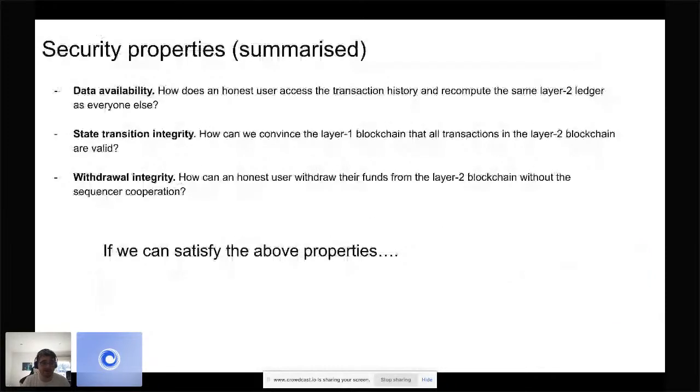So to summarize, there's really 3 security properties that matter for these rollups or commit chains. Data availability: how do we guarantee all the data is available? Two, state transition integrity: how is the layer 1 blockchain convinced that all transactions on the layer 2 system or blockchain are valid? And finally, withdrawal integrity: how can an honest user be guaranteed they can always withdraw their funds from the system?